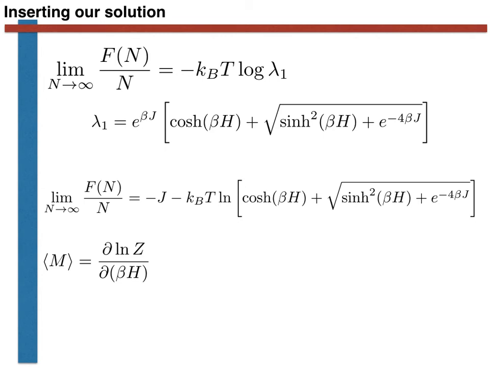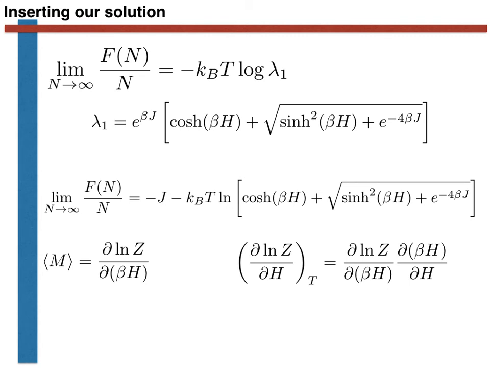Let's consider how we might calculate the average magnetization in statistical thermodynamics. We would take the derivative of the logarithm of the partition function with respect to beta h as shown here. Now suppose that we wanted the derivative of the logarithm of the partition function with respect to h at constant T. We could calculate this derivative using the chain rule as shown on the right here. Furthermore, because beta does not depend on h, the second derivative of this product is rather straightforwardly equal to beta.